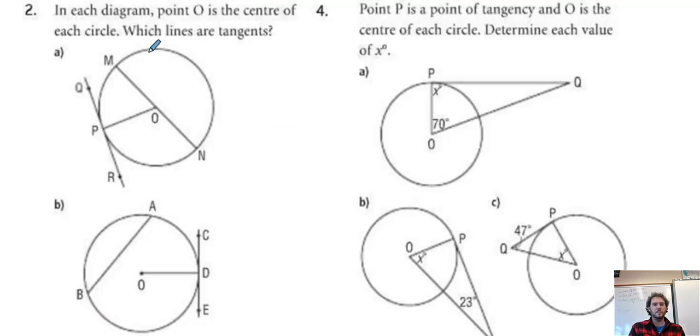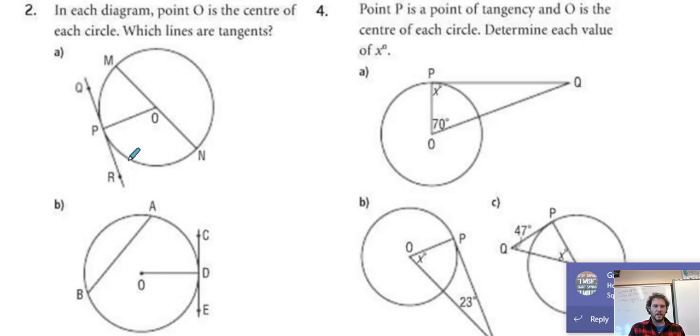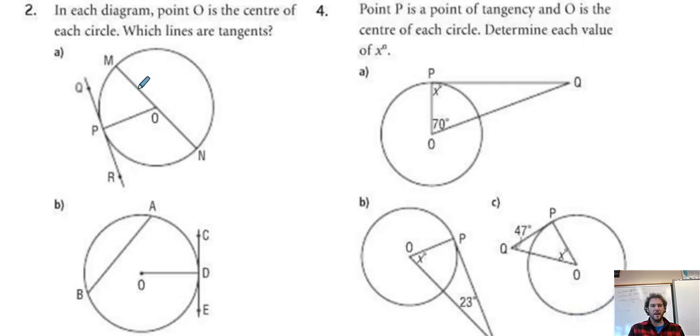So for example, if this is my diagram, where in each diagram point O is the center of the circle, which lines are tangents? Let's distinguish between which is a tangent and which is not. Here, line MN, is that a tangent? Well, no, that is a diameter. Line OP, is that a tangent? No, that's a radius. But line QR, that is your tangent line, right? Because it just touches the circle right here and then bounces off.